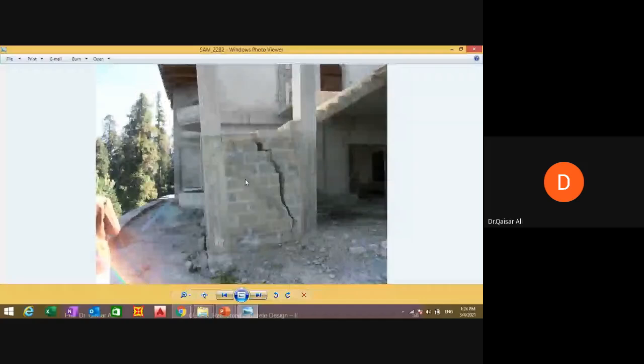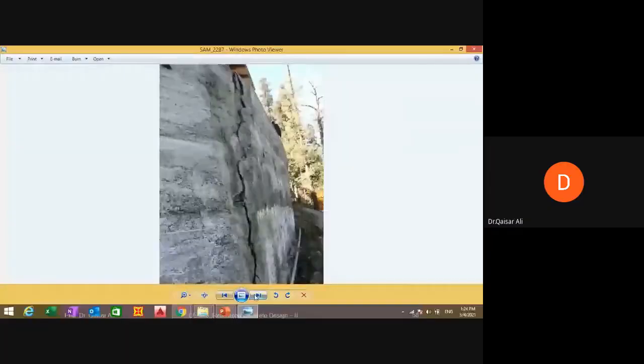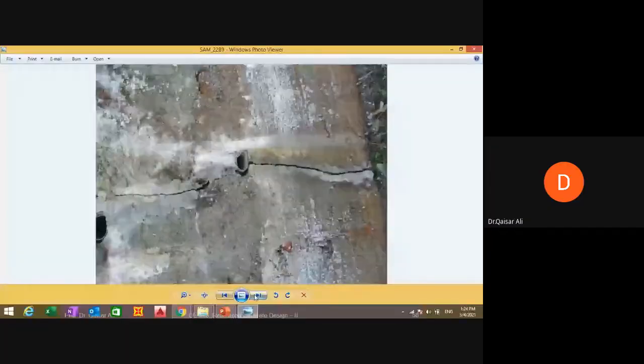So we did the analysis of this retaining wall, and then we suggested a retrofitting strategy for this retaining wall. You can see this weep hole, which is already choked by vegetation. This needs regular maintenance.